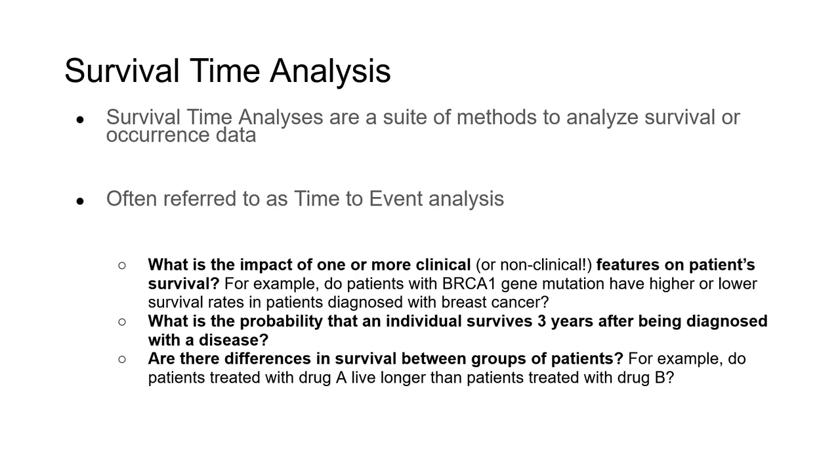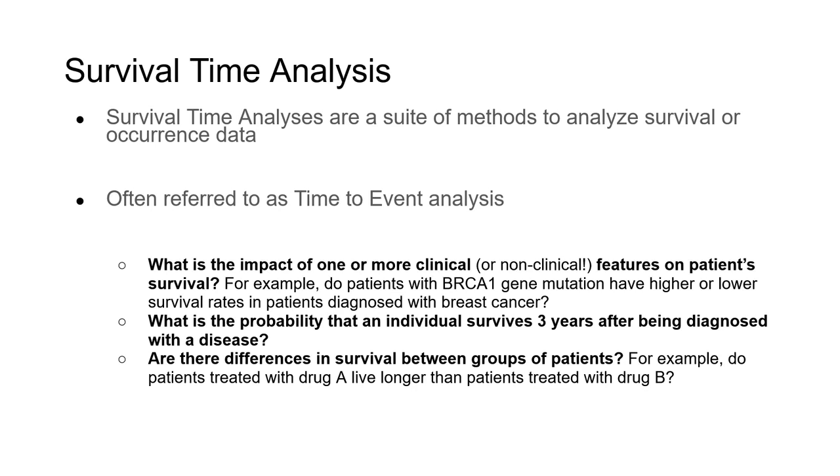So survival time analysis, or survival time analyses, are actually a suite of methods to analyze survival or occurrence data. In our case, we're going to be looking at survival data. More specifically, the example is survival data of roaches exposed to different temperature treatments. But the event is essentially, we're a suite of methods used to look at the time to an event.